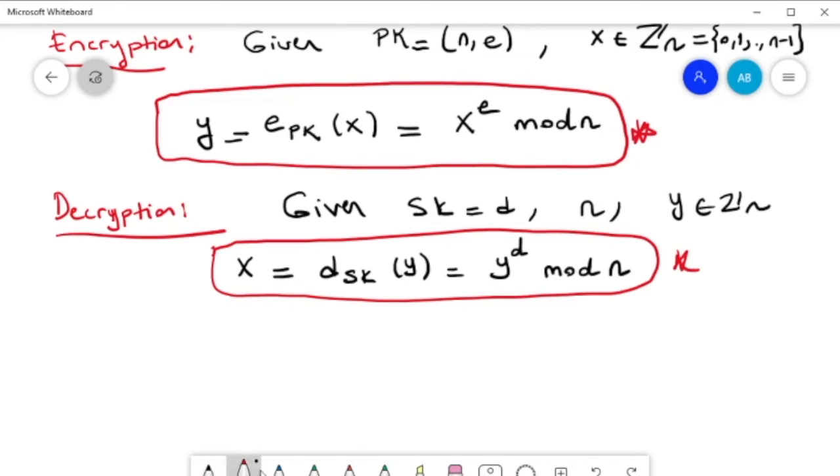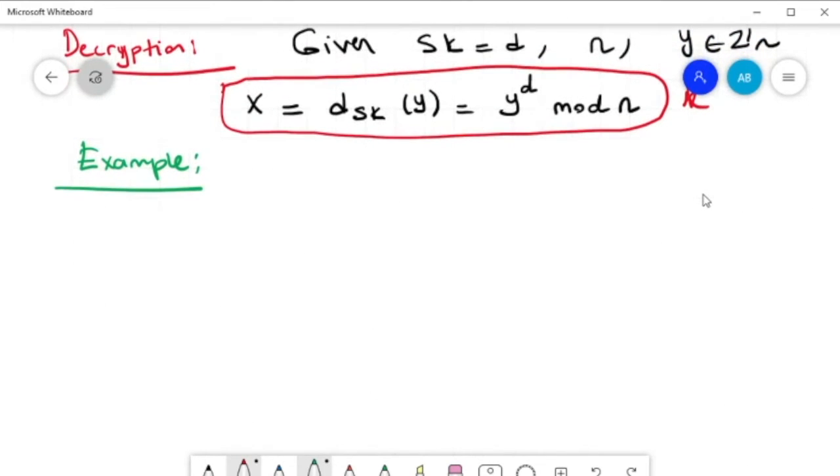Let's make an example. I will just make a simple encryption and decryption, of course. We have Alice and Bob. Now we assume that Bob has a private key and a public key. Now let's generate it first.